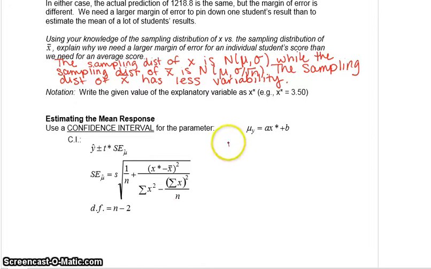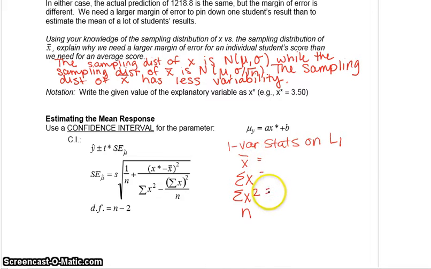For most of them, you're going to use 1var_stats. If you put your explanatory variable in L1, you're going to run your 1var_stats on L1. You will get out x bar, sigma x, you'll need sigma x squared, and you'll need n. And so in the data that I gave you at the beginning of class, x bar is 2.7987, sigma x is 41.98, sigma x squared is 120.1044, and n is 15.